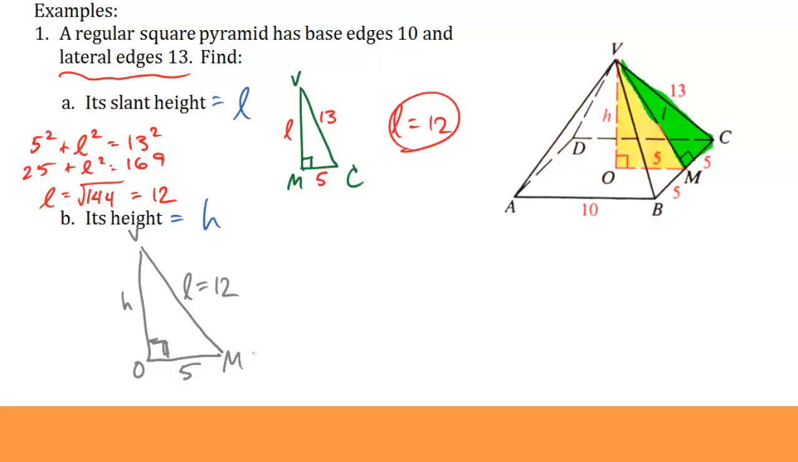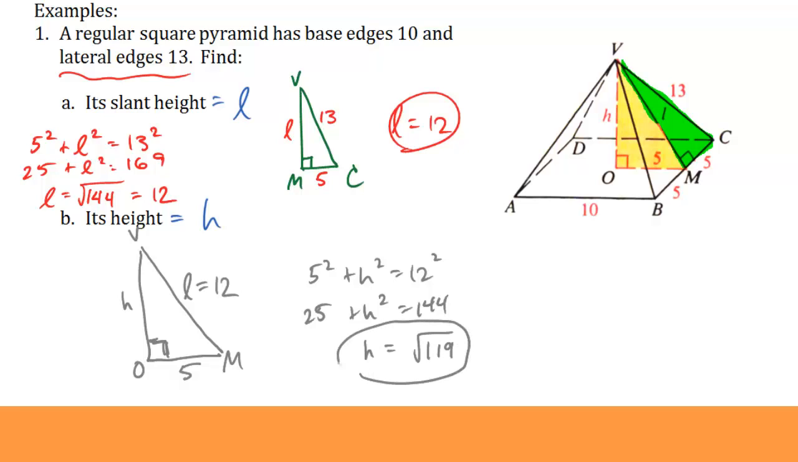So let's find H. Again, we use the Pythagorean theorem, and we say 5 squared plus H squared equals 12 squared. So now 25 plus H squared equals 144. And what is 144 minus 25? Well, it's 119. So H is the square root of 119. That is simplified. There are no perfect squares that divide evenly into 119, because 119 is a prime number. So that's the height of the pyramid. We found the slant height, the height of one of the faces, and the height of the pyramid itself.